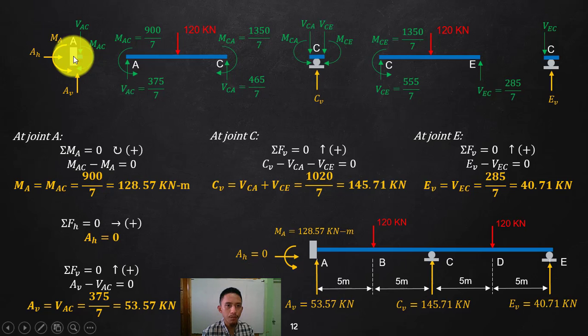So the only moments there are MAC and MA, which is the reaction. It's up to you how you will assume, but I will stick to clockwise positive. So clockwise there is MCA minus MA. You will end up with MA equals MAC, which is 900 over 7. Okay, this is what I'm saying.